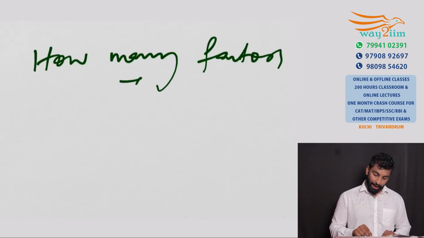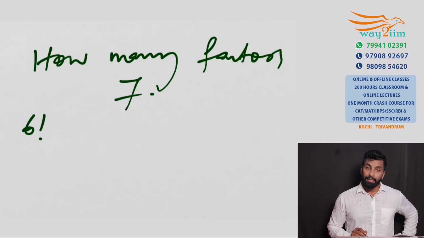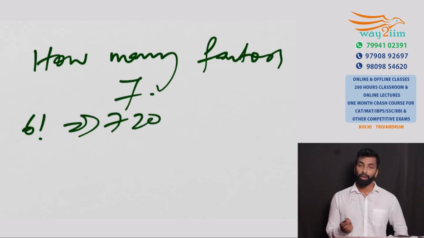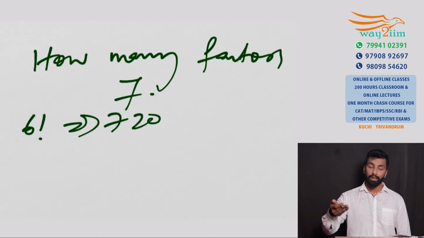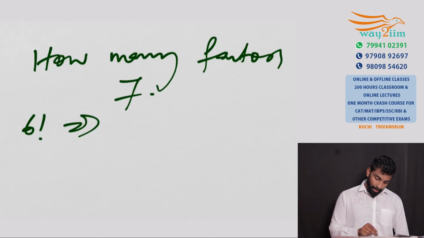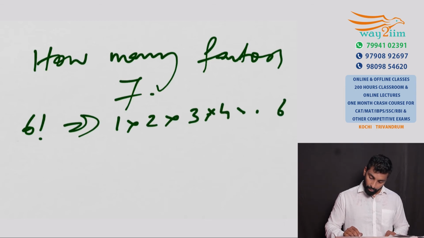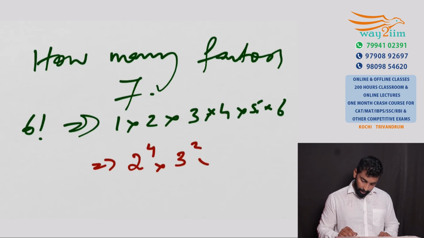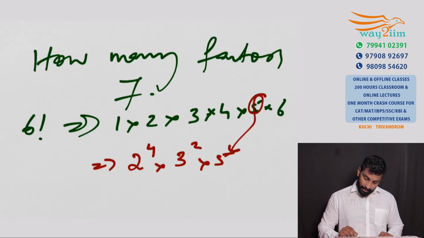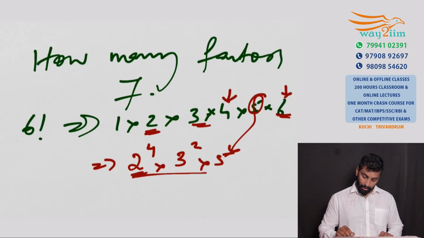Now what is the next possible question? How many factors are there in a factorial? Let's take 6 factorial. We know this is 720. So you will prime factorize and apply the method m plus 1, n plus 1. We have already discussed the formula for number of factors. How will you write 6 factorial? 1 into 2 into 3 into 4 into 5 into 6. This you can write as 2 raised to 4 into 3 square into 5. Because you get a 5 here, and for 3 square, you get a 3 here and a 3 here, so two 3s are there. Now how many 2s? Four 2s, because 1 here, 2 here, and 1 here. So total like this.